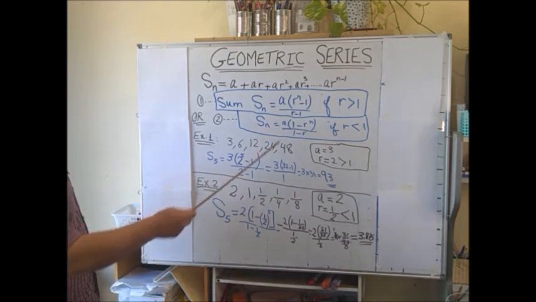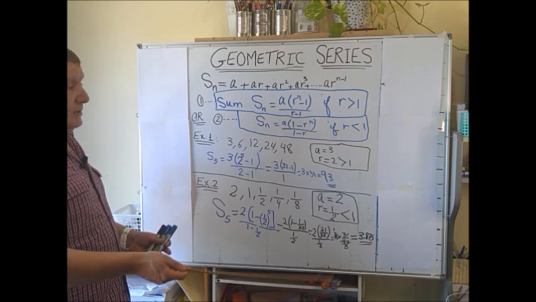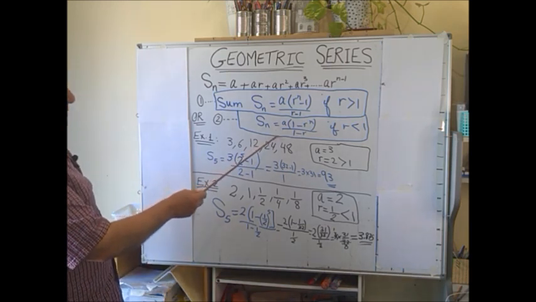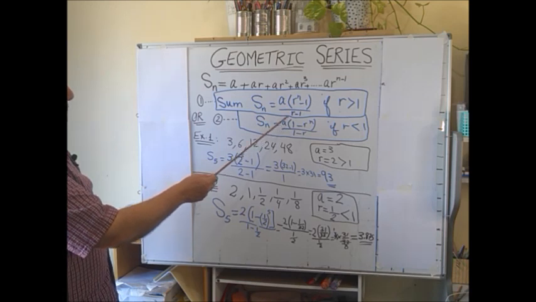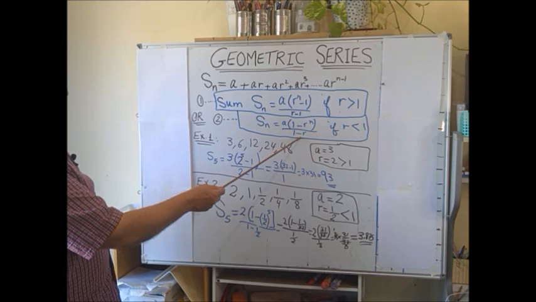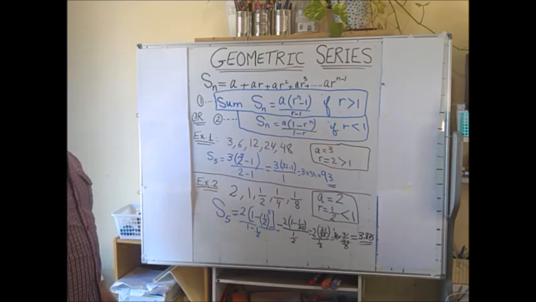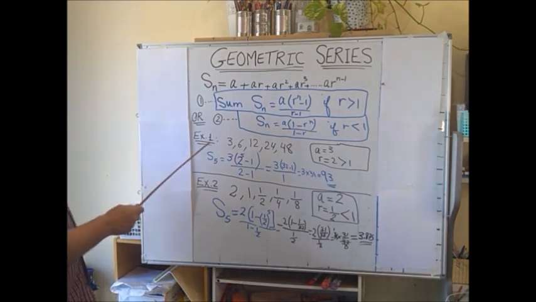But if r is less than 1, for example if it is half, then we use the second formula, which is very similar to this, but the difference is that instead of r minus 1, we have 1 minus r, and here 1 minus r^n, so that the denominator is again positive. Okay, so with that in mind, let's do an example.